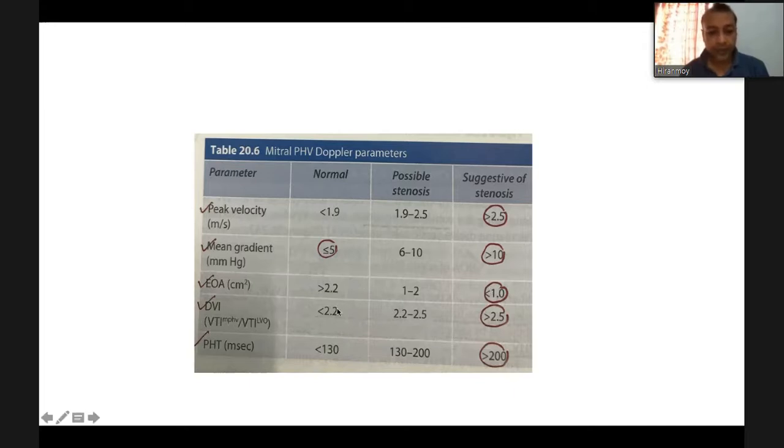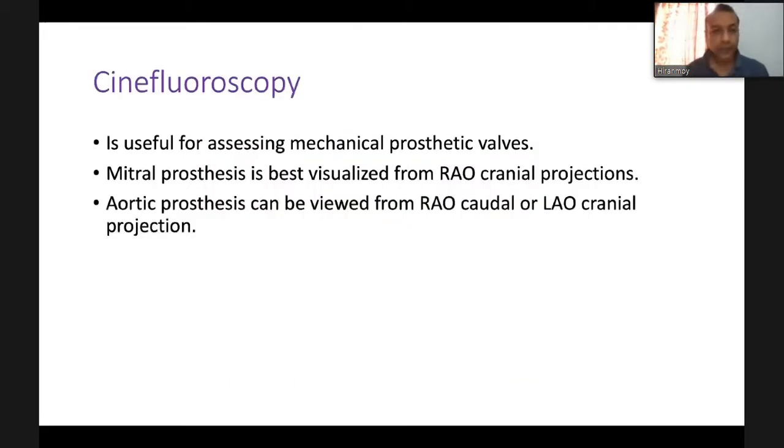Doppler velocity index less than 2.2 normal, 2.2 to 2.5 possibility of stenosis, and more than 2.5 is suggestive of stenosis. Pressure half time, if it is more than 200, is suggestive of stenosis. Again, you have to look at every parameter, and after judging every parameter, you will make the final comment about whether the valve is stenosed or not.